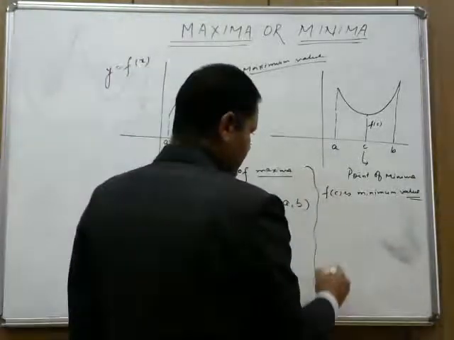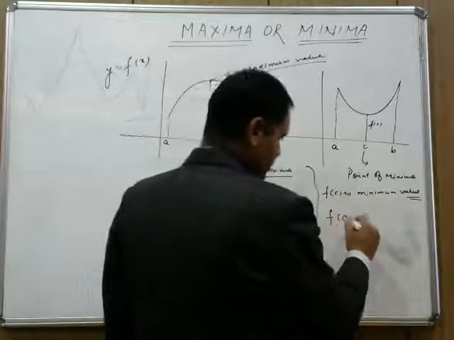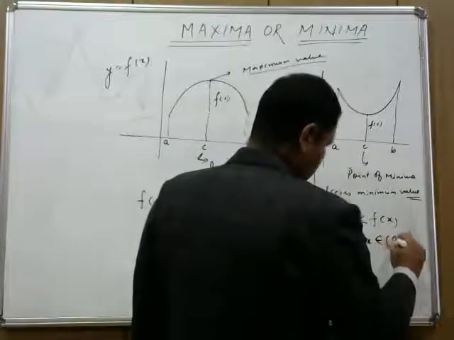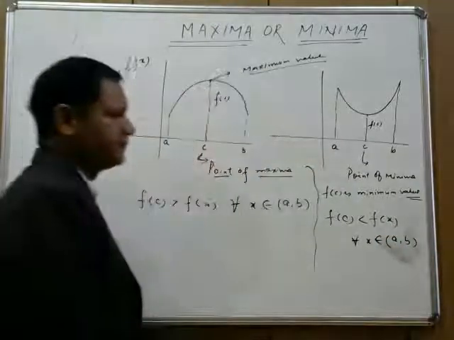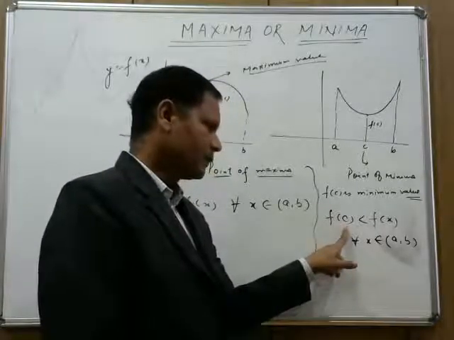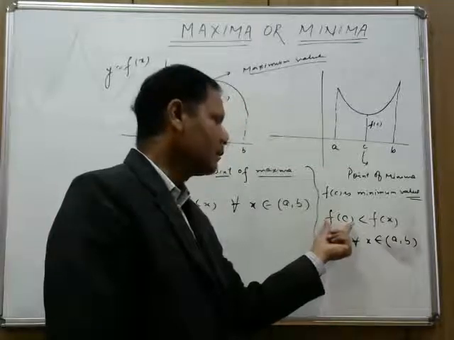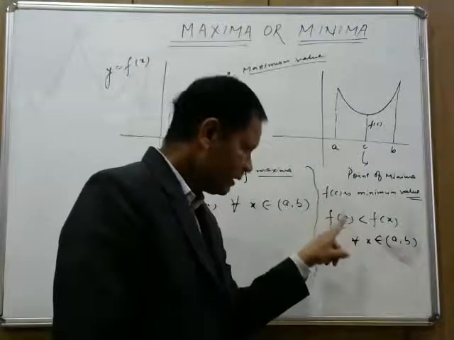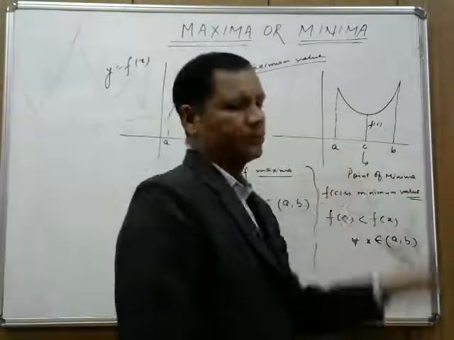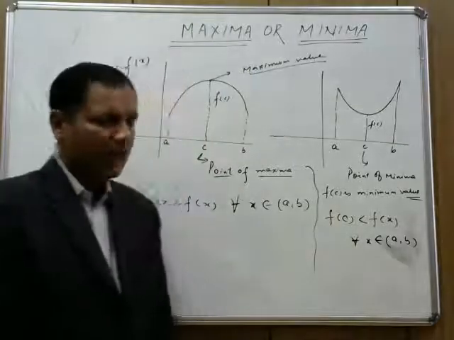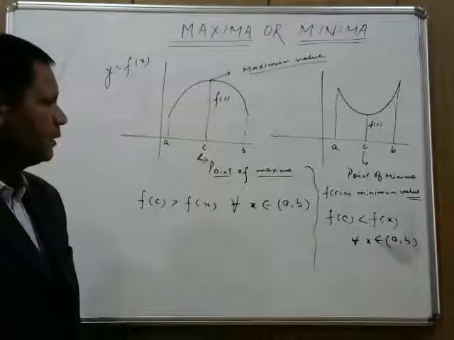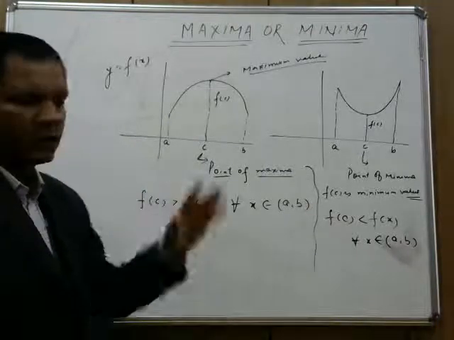For this I will write f of c is less than f of x for every x belonging to the open interval (a, b). It means here c is the point of minima and f of c is the minimum value, and therefore it is less than f of x if I take any value between a and b. Now I will discuss the local maxima and local minima.